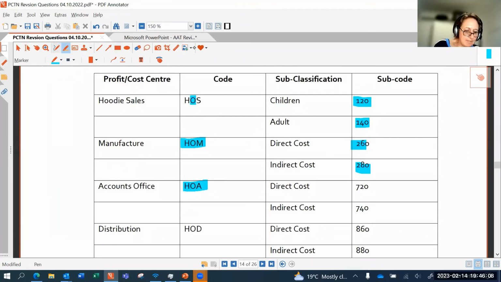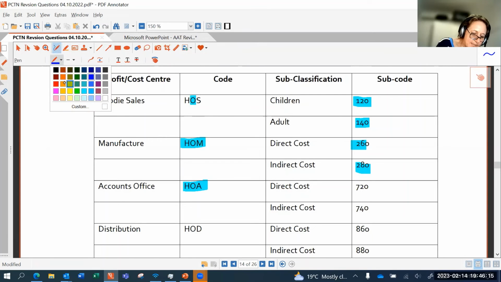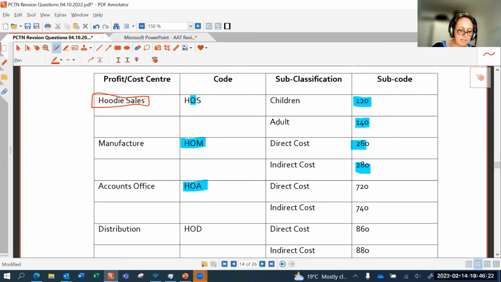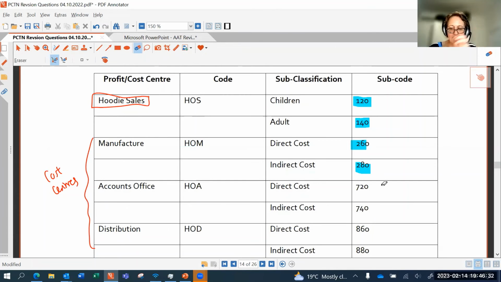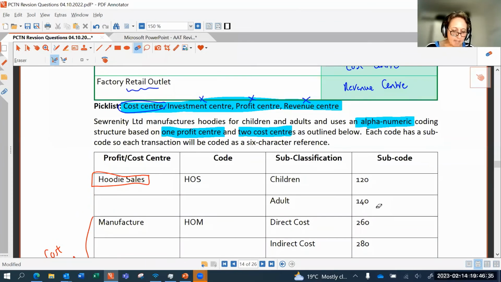Not that it's actually relevant to how we're going to answer the question, but we've got the sales department. So they do sell things. So we'd hope that they would make a profit. And we compare the sales with the cost price. And then we've got our cost centres here. Okay. So let's have a look what else we know. Each code has a subcode, so each transaction will be coded as a 6-character reference.